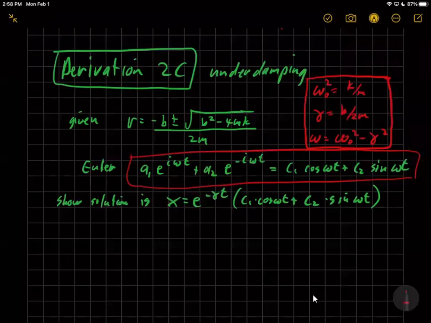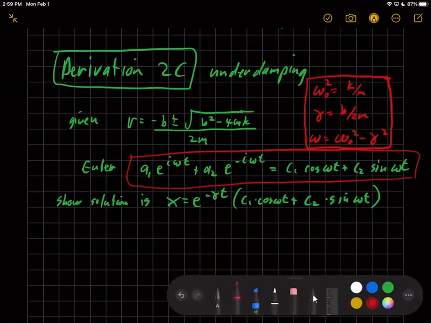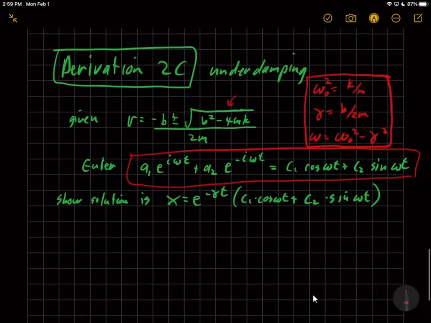Okay, so now we get to the underdamped case. In the underdamped case, it's important to remember that b squared minus 4mk is negative. So what we're given right here is going to be negative under the square root, so this will be imaginary. And so it's going to be necessary to pull out Euler's relationship, which is given, and all of the relationships that we had at the top of the page, including Euler, in order to make this work.